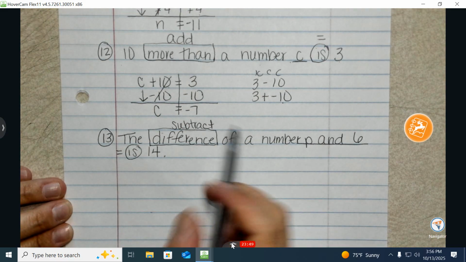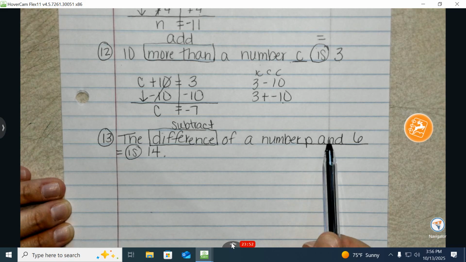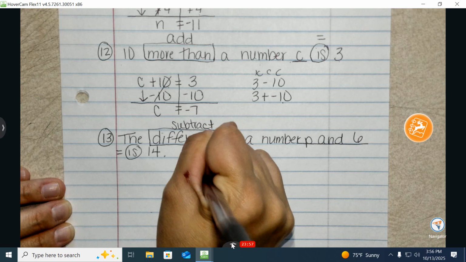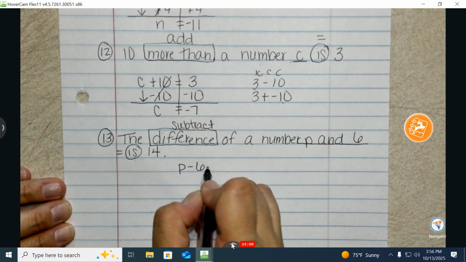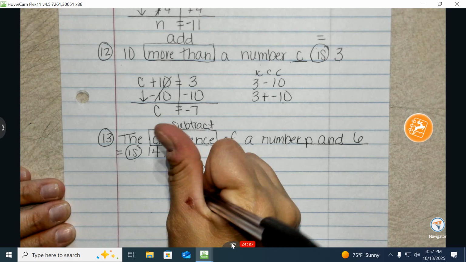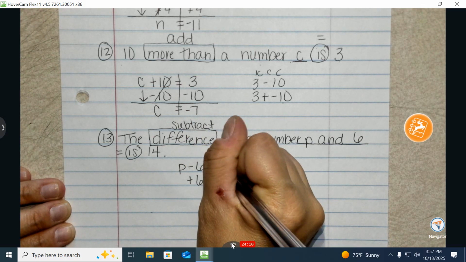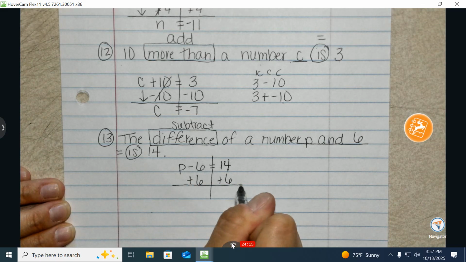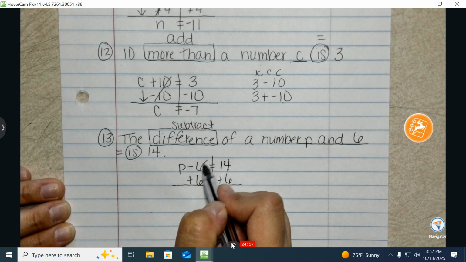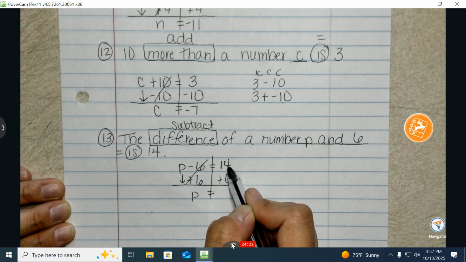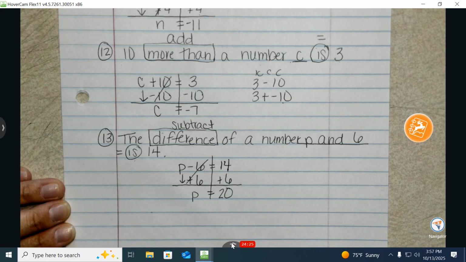Okay, when you write this, the difference of a number p and 6, we're going to say p minus 6 equals 14. The inverse of subtracting 6 is to add 6. Draw your line. Okay, negative 6 plus 6 is 0. Bring down your p, equals 14 plus 6 is 20.